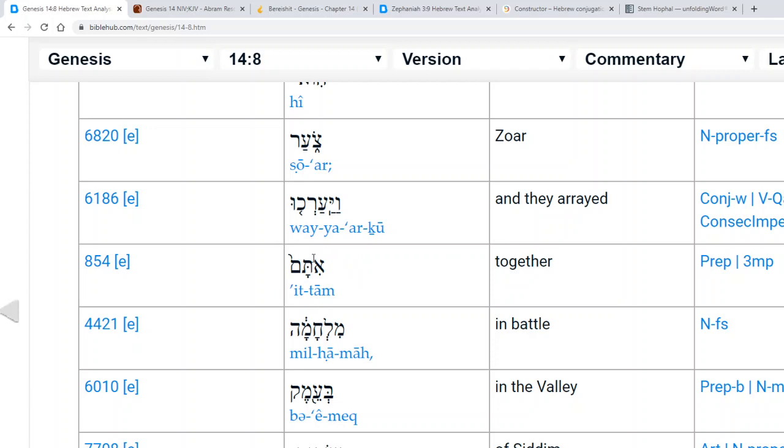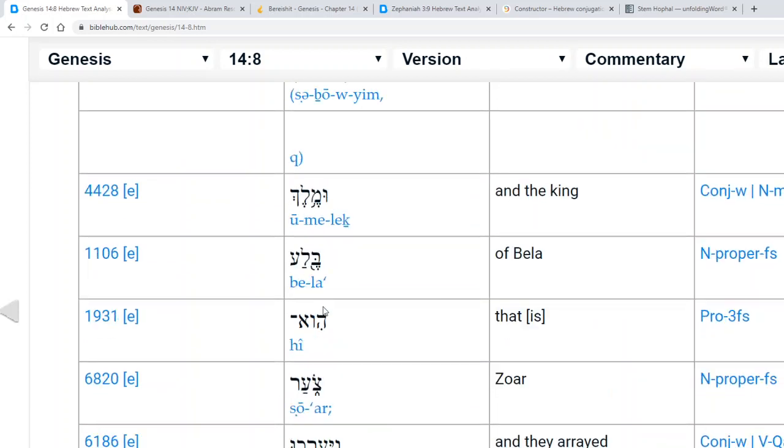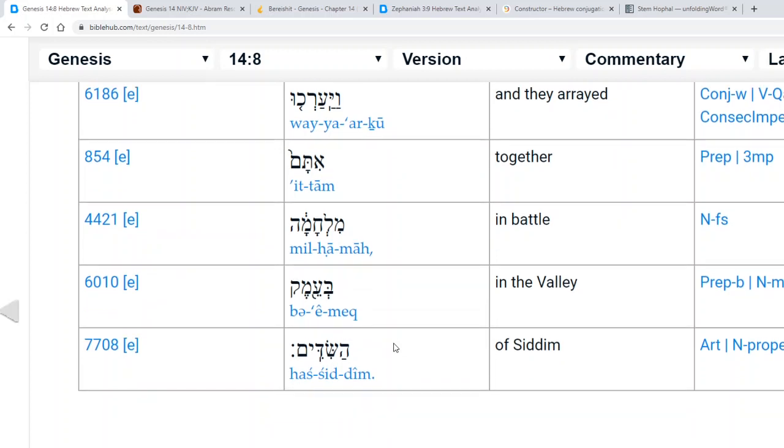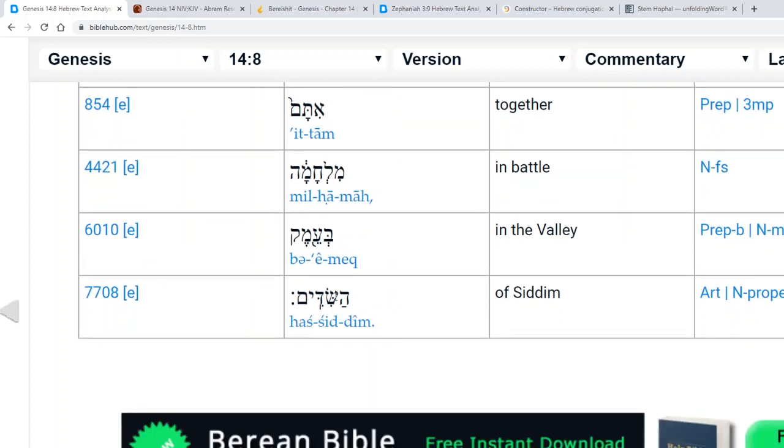By the way, with them, the "them" is definitely going off the kings, so that should be clear. Itam milchama be'emek hasidim. So prepositional bet. Emek is a valley. We discussed that before. Ayin mem kof. Hasidim with the article, because this is in smichut. The article goes on the last noun. Sidim is our proper name.